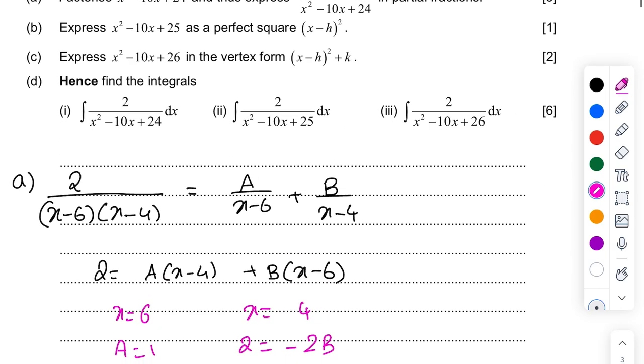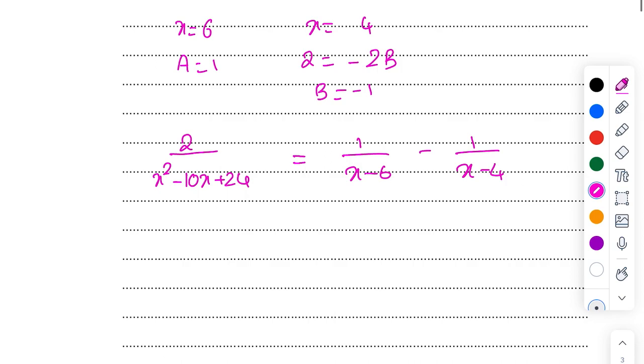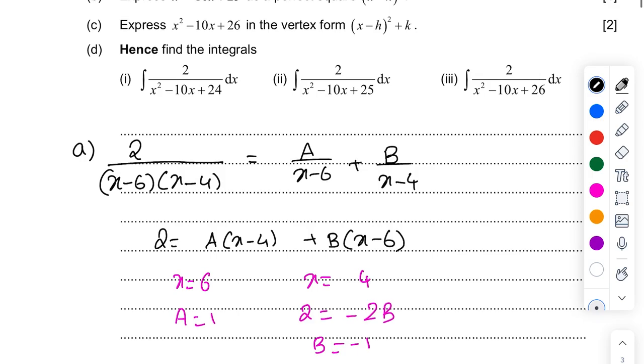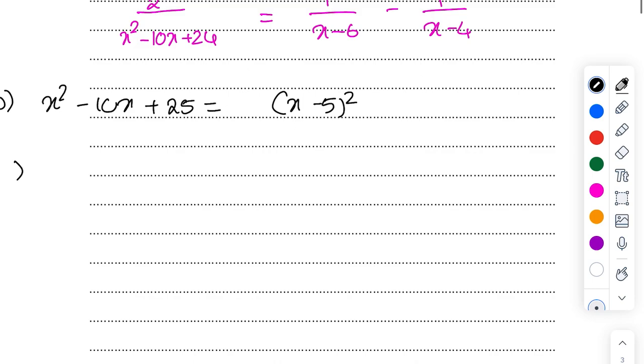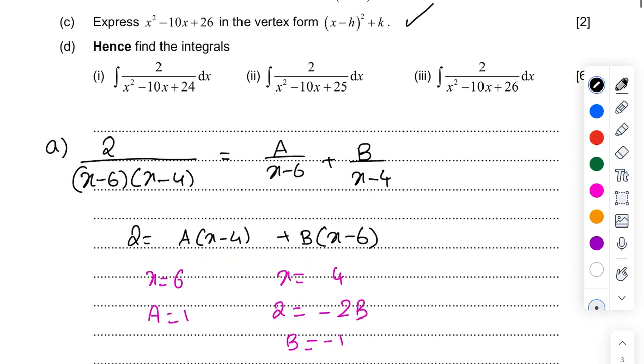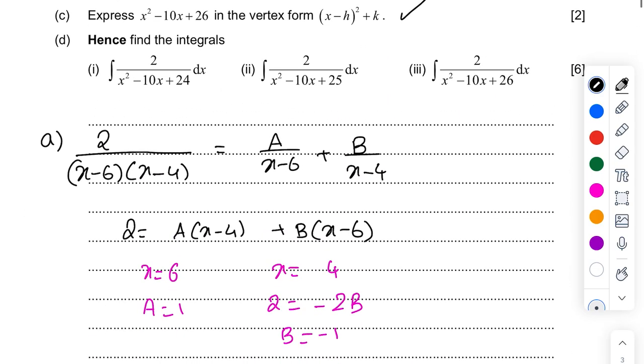Part B, write x square minus 10x plus 25 as a perfect square. x square minus 10x plus 25 can be written as x minus 5 whole square. Next one is x square minus 10x plus 26 as x minus h whole square plus k. x square minus 10x plus 26 should be equal to x minus 5 whole square plus 1.